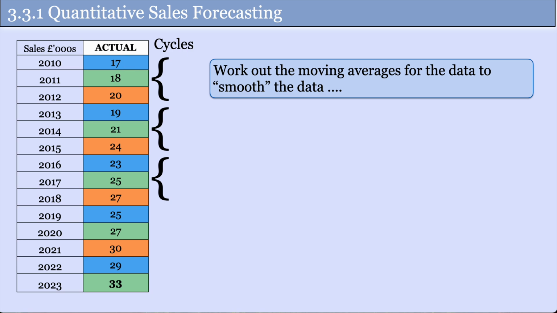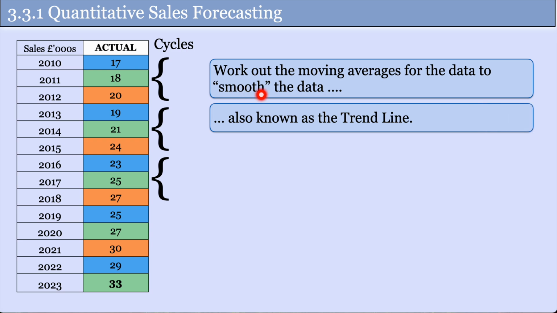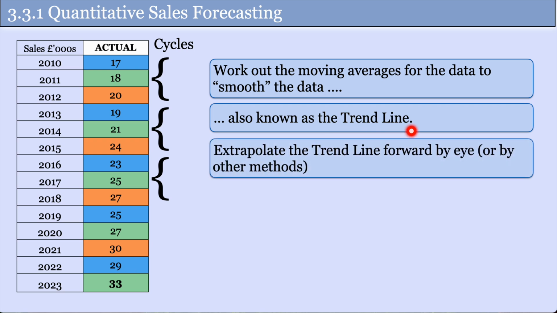So this has lots of peaks and troughs in it, and it'll become clearer when you see the graph of this. The idea behind this is that you smooth it out and you get what we call a trend line of data. In other words, because this is quite peaky and troughy, we smooth all this data out by working out these moving averages, then you find that trend line and you extrapolate it forward just by using your eye. There are other methods, and in another video I'll show you those as well.